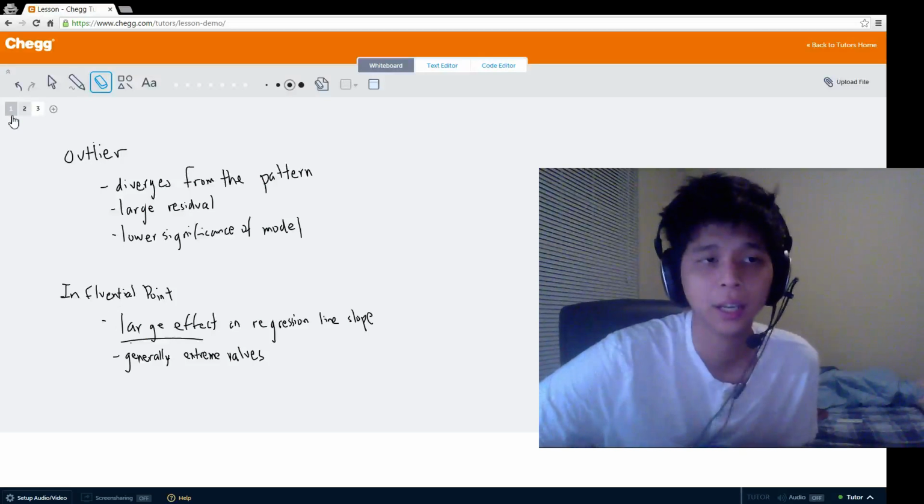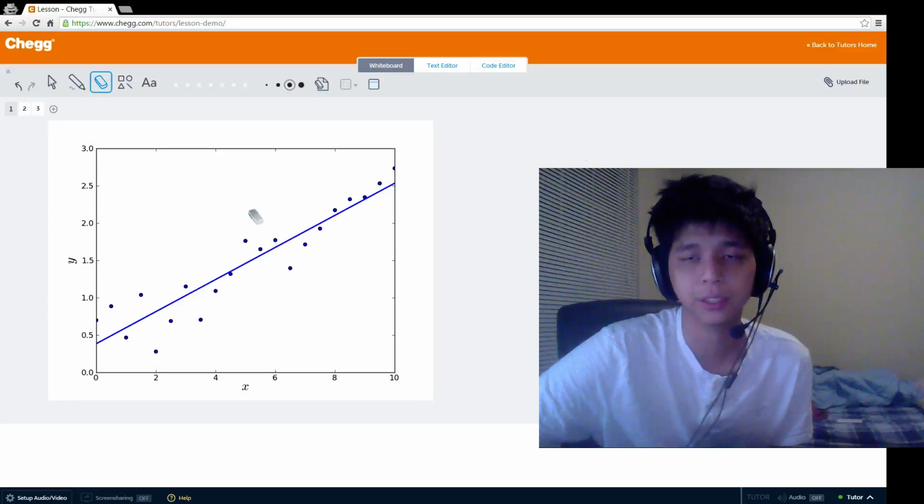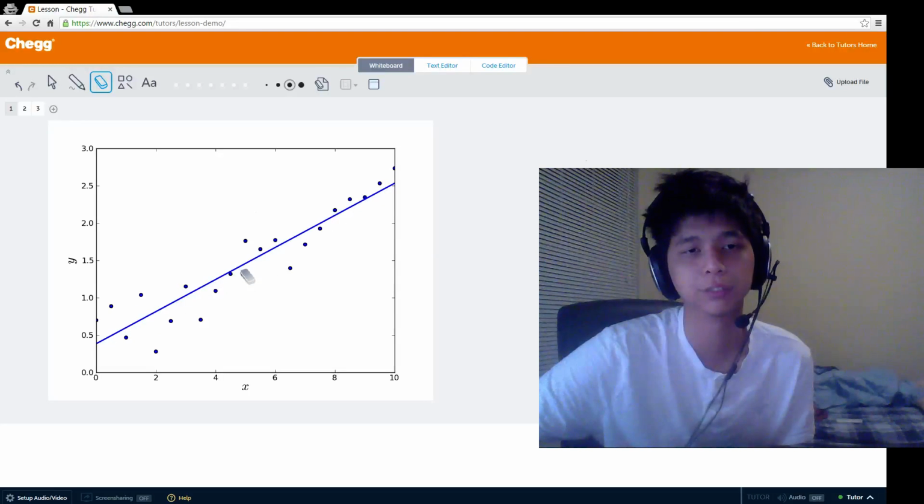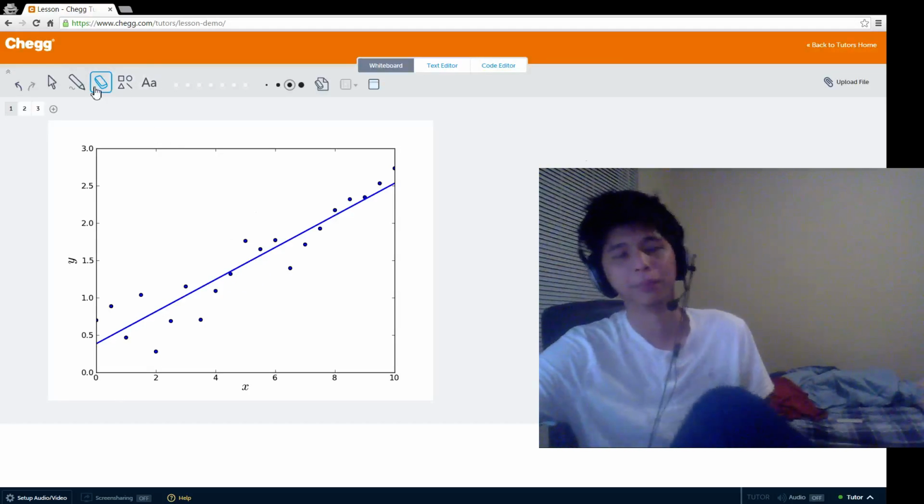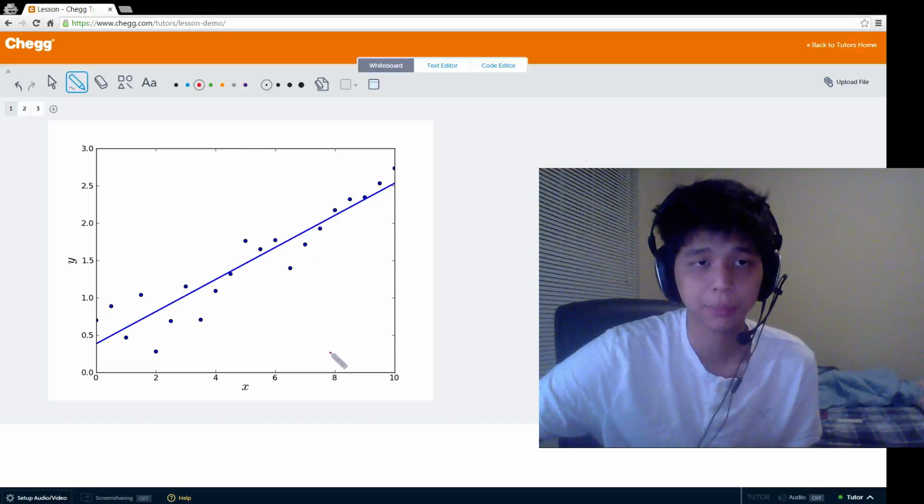But for an influential point, the standard way of deciding whether or not it's an influential point is, let's say that we're trying to decide if this over here is an influential point. The first step is to remove this point from the plot, and then plot your least square regression line. This is already done for us. This is our default least square regression line without the point that we think may be an influential point.